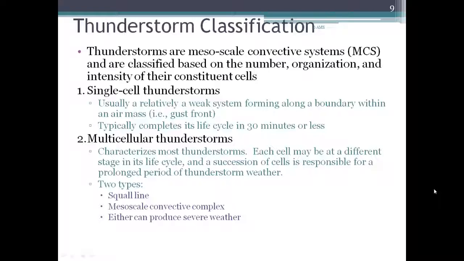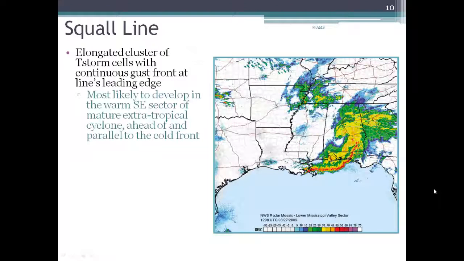The second type are multicellular thunderstorms. These characterize most of the thunderstorms that we experience. Each cell may be at a different stage in its life cycle, and so we have an ongoing system that can last for quite a while. There are a couple of types of multicellular thunderstorms, and we'll talk about each one, starting with the squall line.